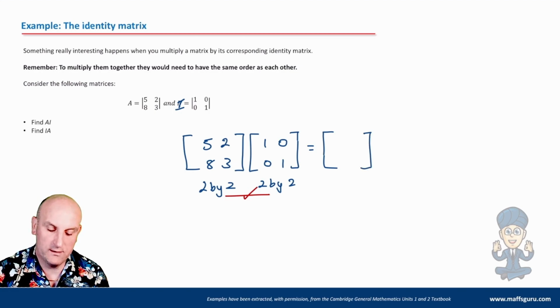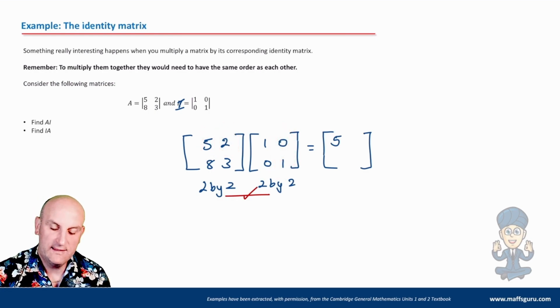And if you remember, we're going to do this row by this column first. So 5 times 1 gives me 5. 2 times 0 is 0. All right, so I'm just going to get 5 there. So that's going to stay as a 5. Okay, next one. First row, second column. So 5 times 0, 0. 2 times 1 is 2. Add them together. That gives me a 2.